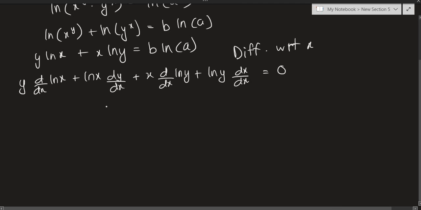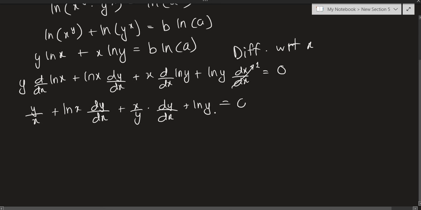Now as always we collect the dy over dx terms, but we still need to differentiate this properly. So we have y over x plus the natural log of x times dy over dx plus x over y times dy over dx. This is going to be 1 plus natural log of y being equal to 0.